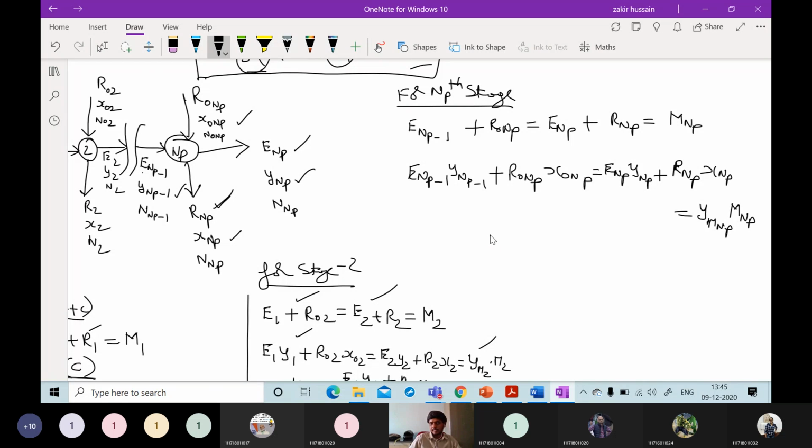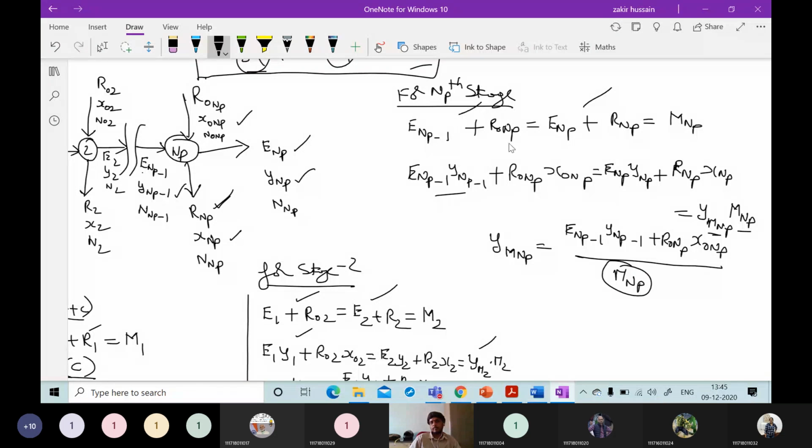So now we can generalize this equation. Y_MNP is equal to E_(NP-1) into y_(NP-1) plus R_naught NP into x_naught NP, divided by M_NP. This M_NP we can take from this one, according to the given data from the problem. We can take this one equation or this one, we can equate this M_NP. So this is the generalized equation. So these equations are going to come into effect.